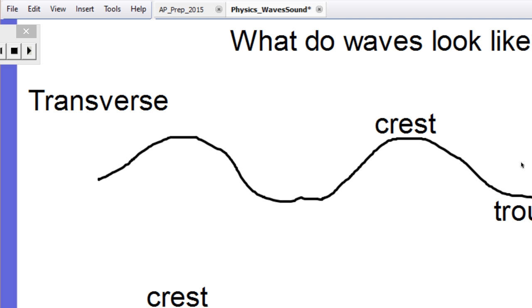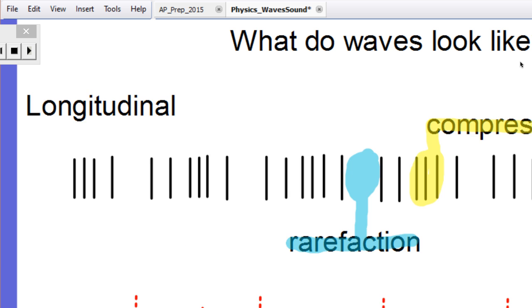right here is equivalent to a crest, and right here is equivalent to a trough. Yay, transverse waves. These would be waves on things like strings or earthquakes. All right, now you have longitudinal waves. These would be sound waves.